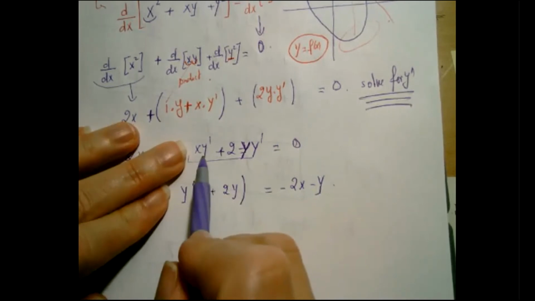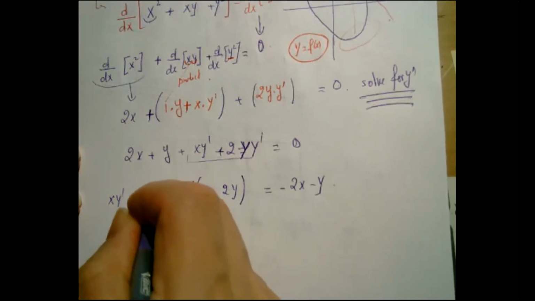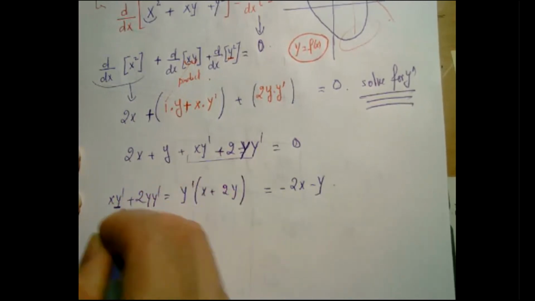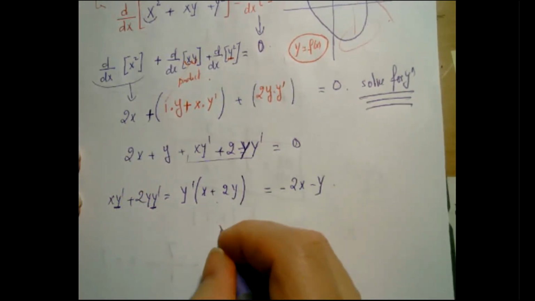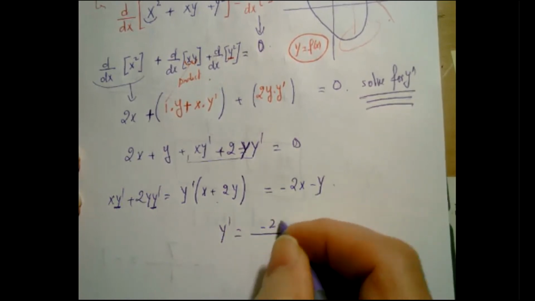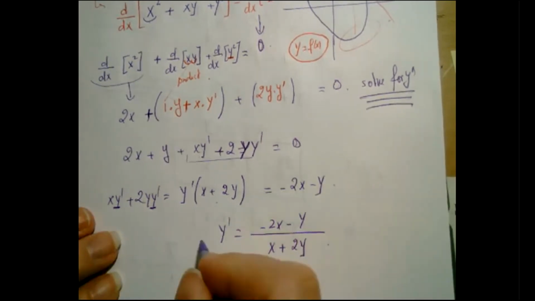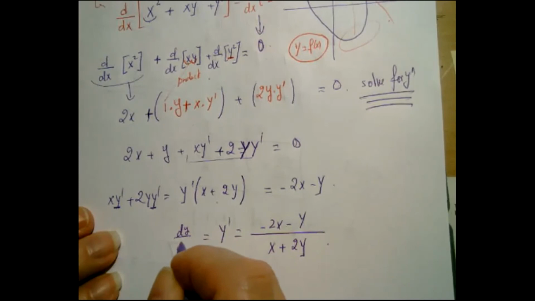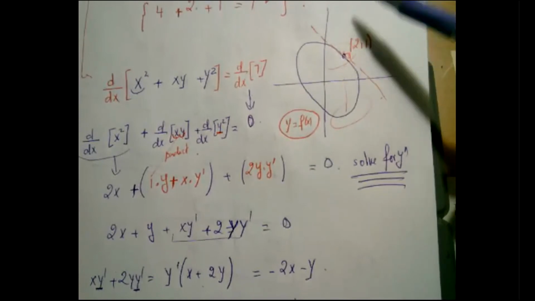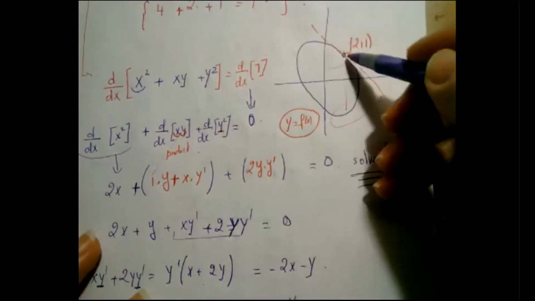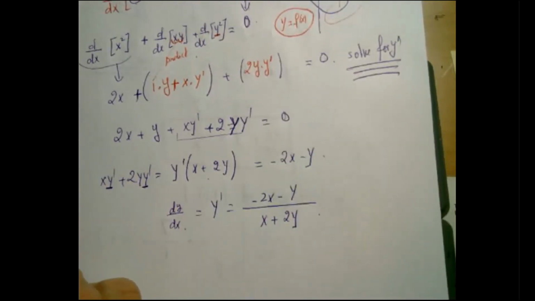What I did here is I need to solve for y prime. Basically I had x plus 2y times y prime. Now I need to solve for y prime, so I factored it out, and then this equals this. So this gives me y prime equals minus 2x minus y over x plus 2y. So that's my dy/dx. That's the derivative. Now, whichever point you want, as long as you know the point, you know the slope by using this formula. So now slope gives you your tangent line.